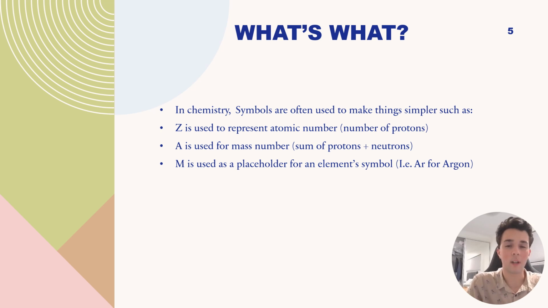Let's find out. In chemistry, we often use symbols to make things a lot simpler to understand, similar to math, where you might use Q for rational numbers, R for real numbers, I for irrational, and so on.